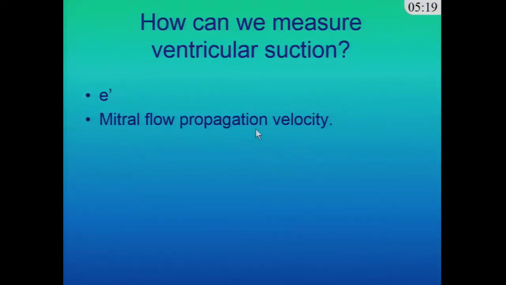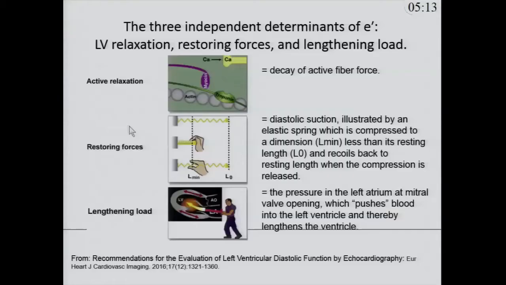So how can we measure ventricular suction? Well, one way is to measure this motion. Okay, it relates to the ventricular suction. That's the E prime. And we know the E prime actually measures other things. Active relaxation, the restoring forces, which is the diastolic suction. Okay, which again, as I said, it's like a spring. You push the spring, how hard you push, how fast it comes back.